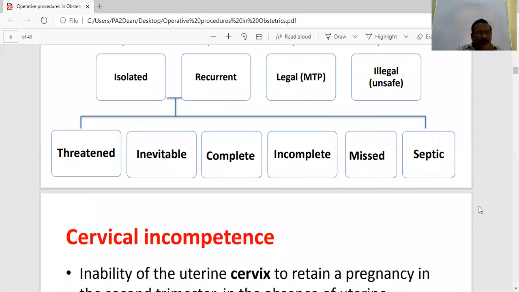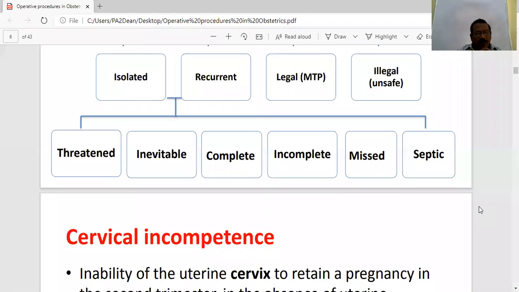In threatened abortion, the height of the uterus corresponds to the period of gestation, and the patient comes with slight bleeding per vaginum. On vaginal examination, the cervix will be completely closed with slight bleeding. On ultrasonography, the fetal heart is present. With these findings we come to a diagnosis of threatened abortion. This can be treated with tocolytics, complete rest and sedatives.